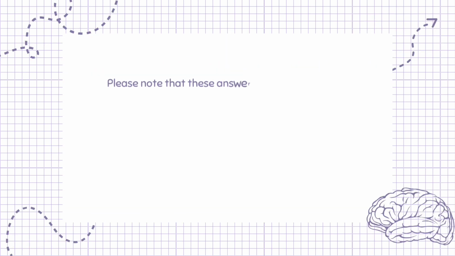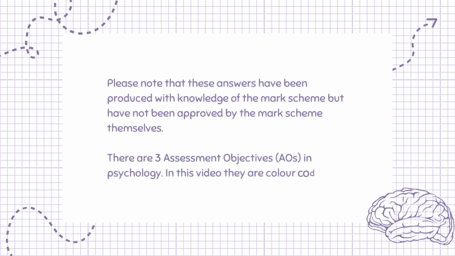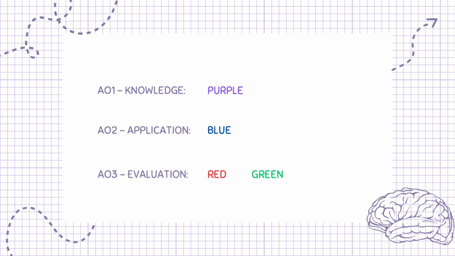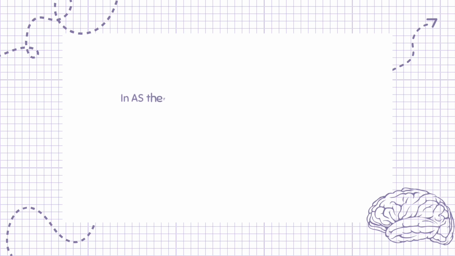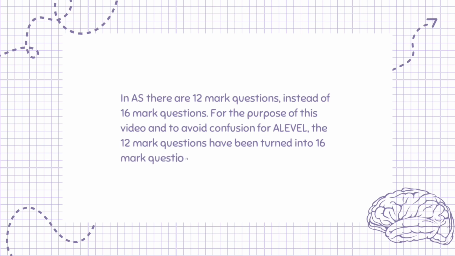Please note that these answers have been produced with knowledge of the mark scheme but have not been approved by the mark scheme themselves. There are 3 assessment objectives, AOs, in psychology. In this video they are color-coded. AO1 Knowledge, purple. AO2 Application, blue. AO3 Evaluation, red and green. In AS there are 12 mark questions, instead of 16 mark questions. For the purpose of this video and to avoid confusion for A-Level, the 12 mark questions have been turned into 16 mark questions.